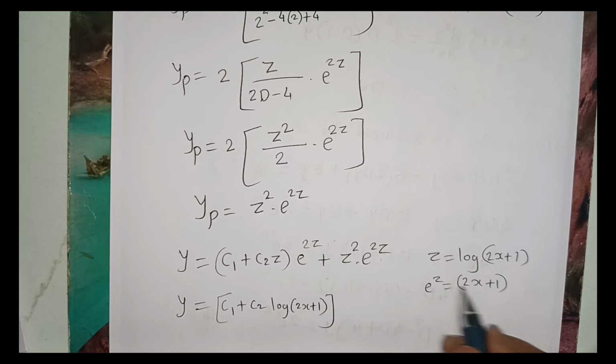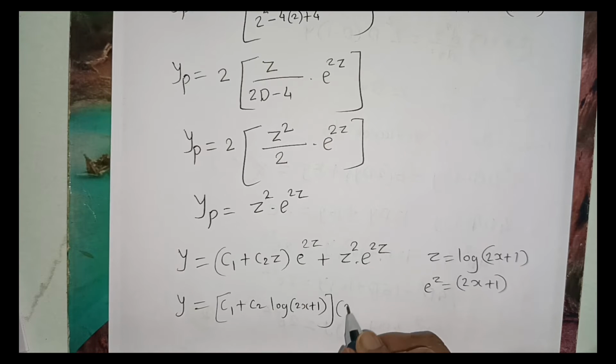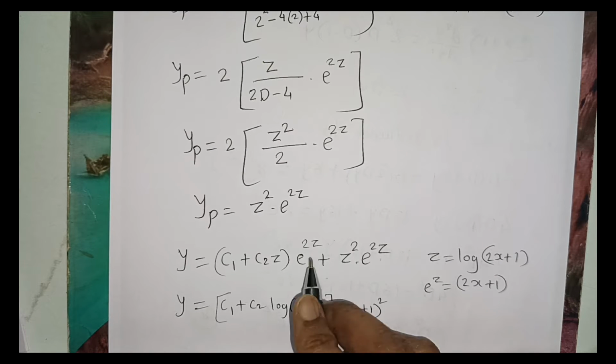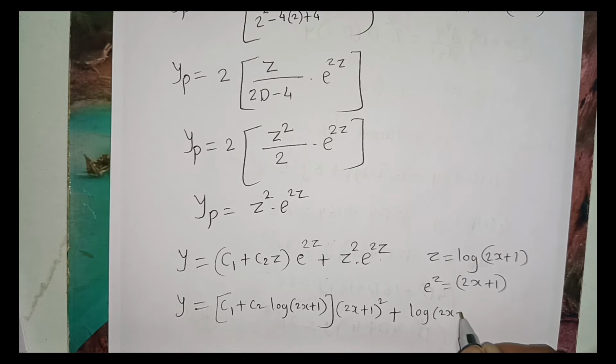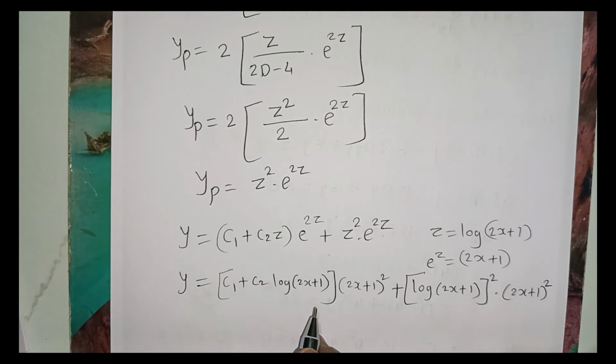Outside the bracket, e raised to 2z can be written as (2x plus 1) bracket square, because e raised to z is 2x plus 1 and you have the square of e raised to z. So it is the square of 2x plus 1, plus z square, which is log of (2x plus 1) bracket square, multiplied by e raised to 2z, which is again (2x plus 1) bracket square. So this is your final answer in terms of x.